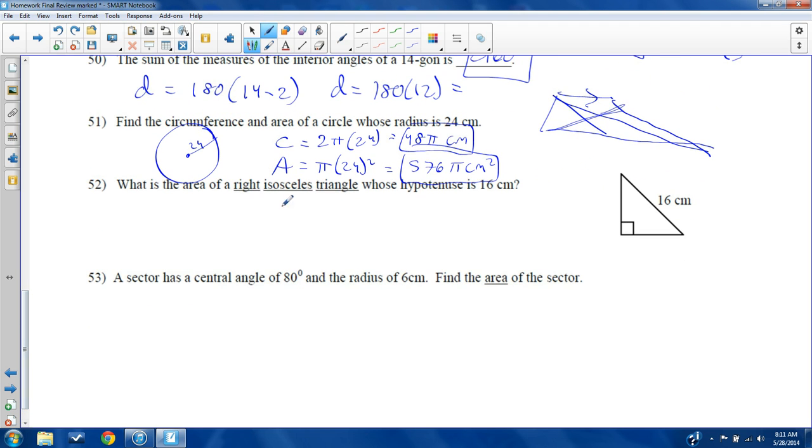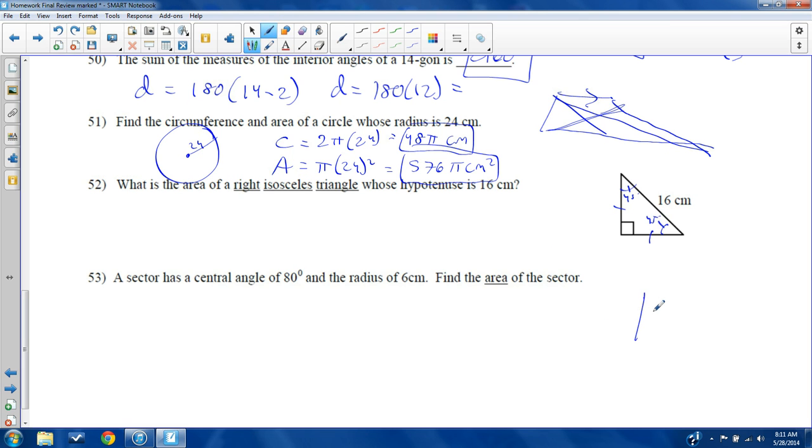52, what is the area of a right isosceles triangle whose hypotenuse is 16? So here's an example of a 45, 45, 90 triangle. In an isosceles triangle, the equal angles are equal, but in an isosceles right triangle, the non-90 degree angles are both 45. 45 plus 45 plus 90 is 180. So these are 45. So this is a 45, 45, 90 triangle.